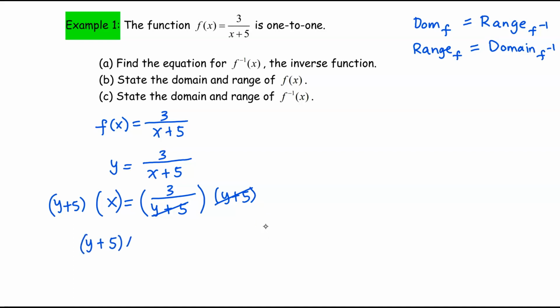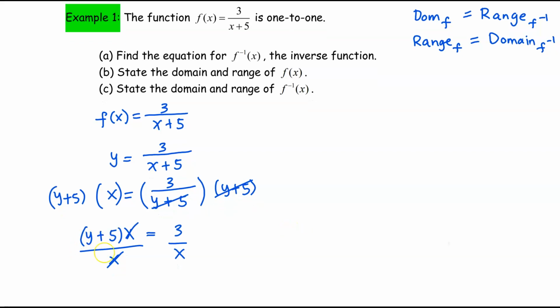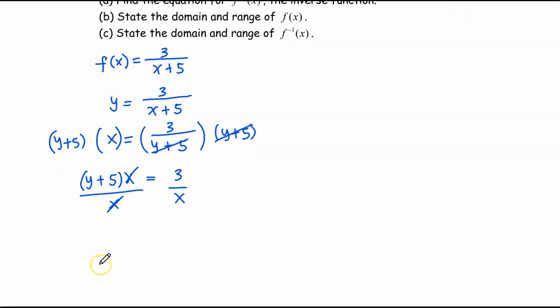So from this equation here, we can divide both sides by x. There. And then you only have y plus 5 on the left-hand side of your equation. And then in that case, if you have y plus 5 equal to 3 over x, then you can solve for y. You can subtract 5 on both sides. So y is now equal to 3 over x minus 5.